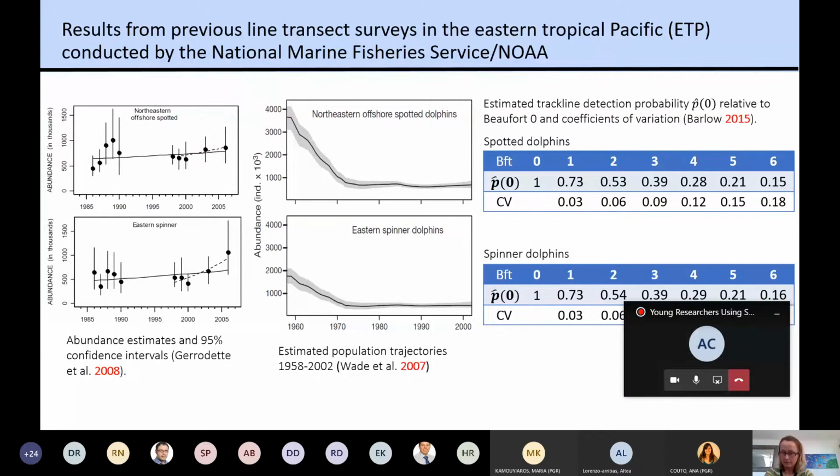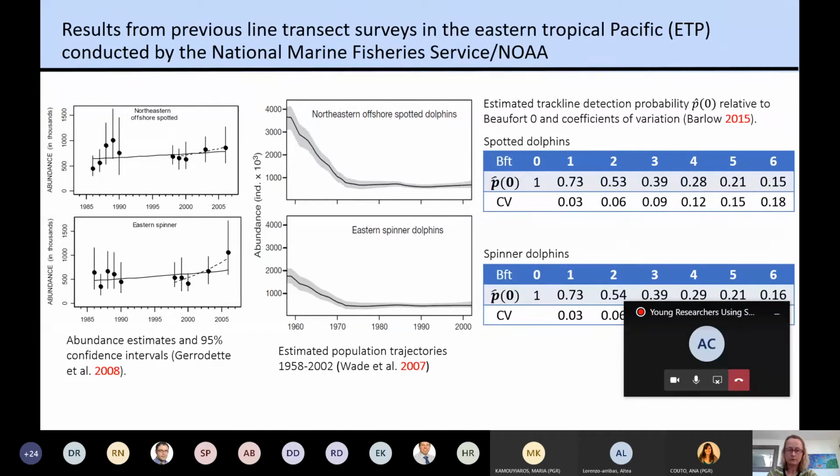the trackline detection probability, what I explained earlier is highly important for distance sampling, was actually not perfect, but Jay Barlow published these estimates of what it really was. So instead of perfect detection, where this P0 was equal to 1, it was actually decreasing as a function of Beaufort sea state. Beaufort sea state being the viewing conditions, so the state of the ocean. So if there's more wind and you have more whitecaps, the higher the sea state. And of course, it's intuitive, it makes sense. The more waves there are, the harder the dolphins are to see.